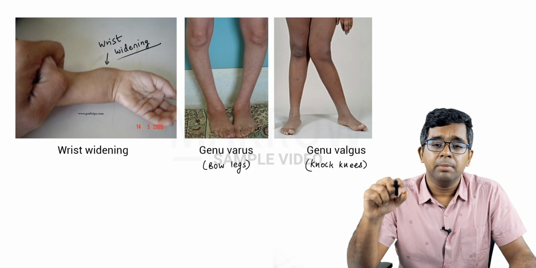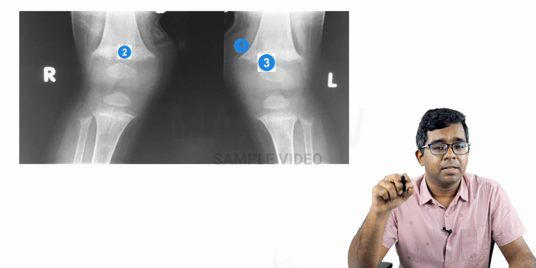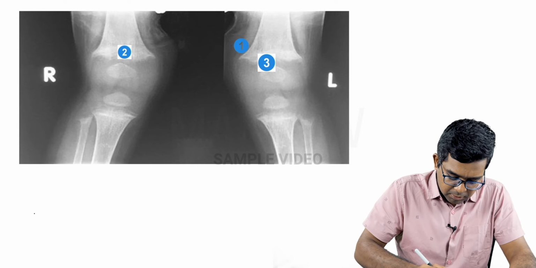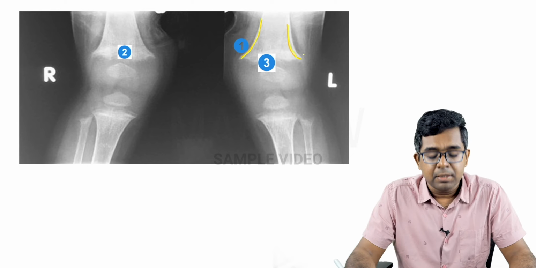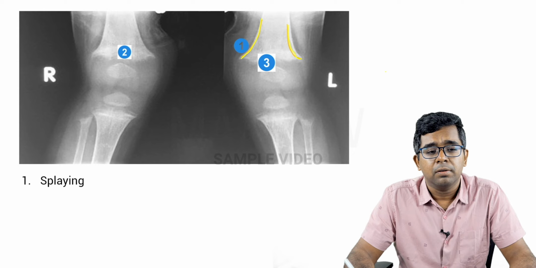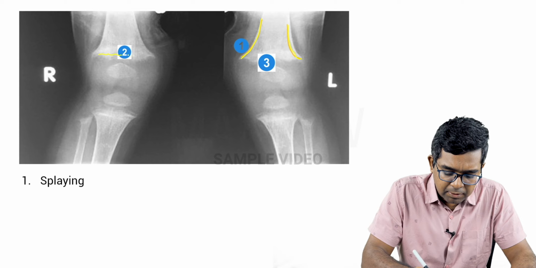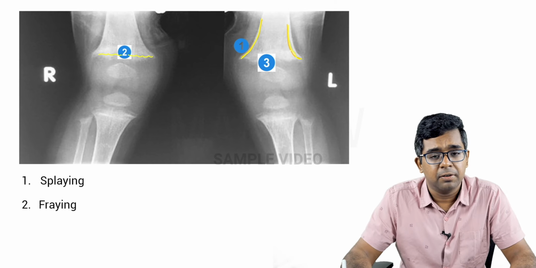And how do we generally make a diagnosis of rickets? It is with the help of X-ray. So if you take the X-ray, these are the characteristic features. What is it? Finding number one, you can see the end of the long bone is deviated laterally like this. This lateral deviation is what we call the splaying. Number two, the edges are very irregular. Can you see that the edges are very irregular? That is what is called as a fraying at the metaphysis.